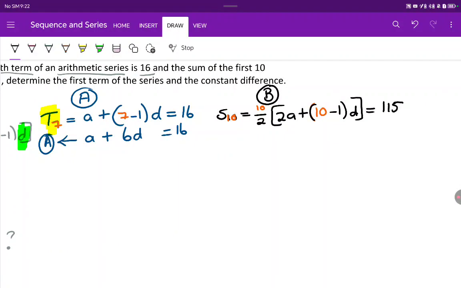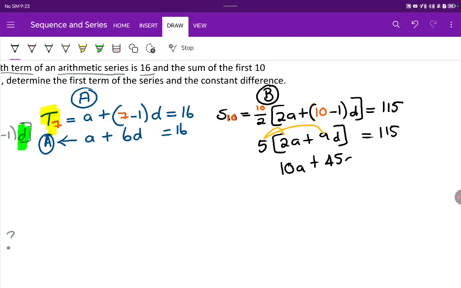So far so good. So this means 10 divided by 2 is 5, square bracket, 2A plus 9D is equal to 115. I want you to, let's choose yellow, distribute into the bracket, and you're going to say 5 times 2 is 10a plus 5 times 9 is 45d, and that equals 115. Okay, so now we have two formulas. This one here is going to be formula B.